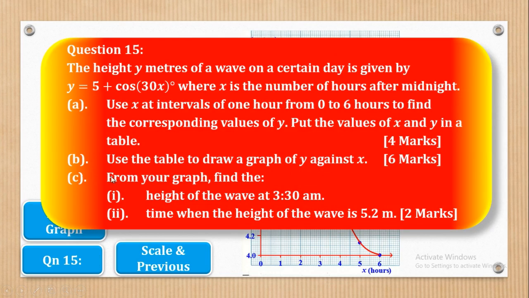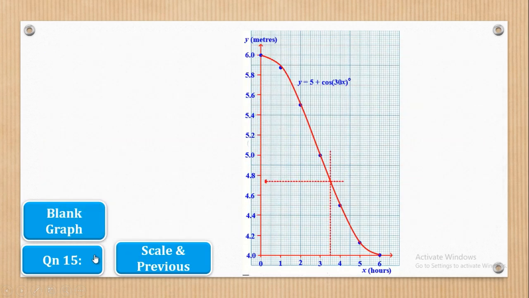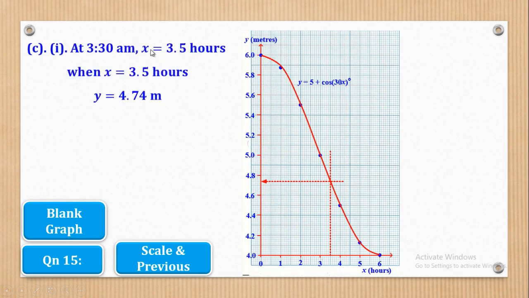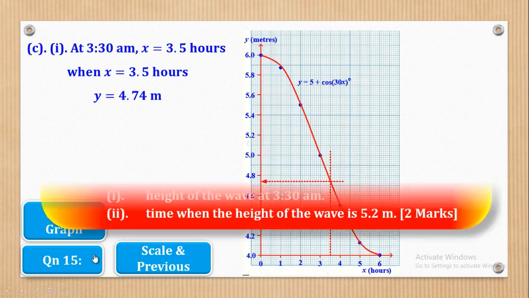Now part C, they said from your graph, find Roman 1, the height of the wave at 3:30 a.m. So at 3:30 a.m. we know that x will be equal to 3.5 hours. Therefore come here, look for 3.5 on the horizontal, take it up to meet this curve, then take the horizontal line to meet the vertical axis. Now read off this point, and that point will be 4.74. Therefore y is equal to 4.74 meters. So that has been Roman 1.